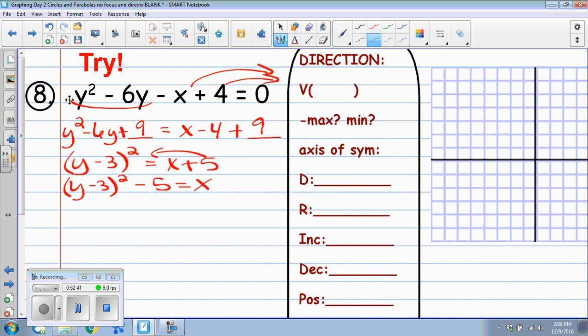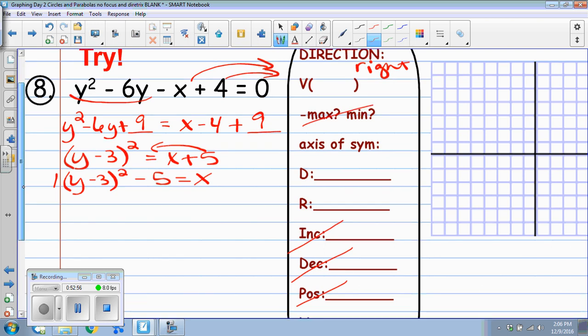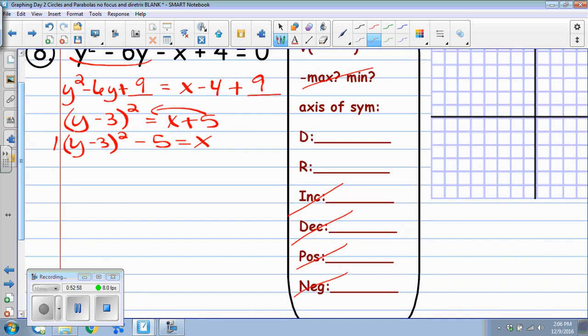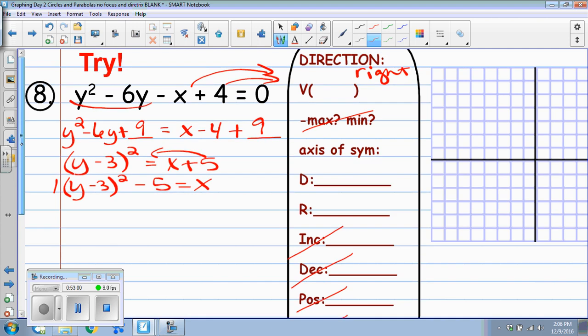So this either opens left or right. And a is positive because it's just 1. So that means it opens to the right, which means it's not a function. So I'm not going to be able to answer all of these questions. All I can answer is the vertex, axis of symmetry, and domain and range.